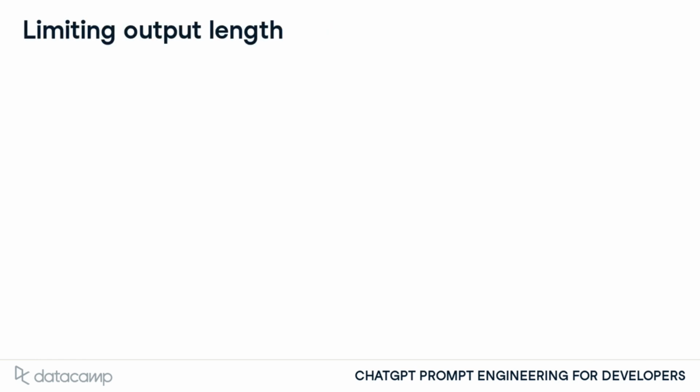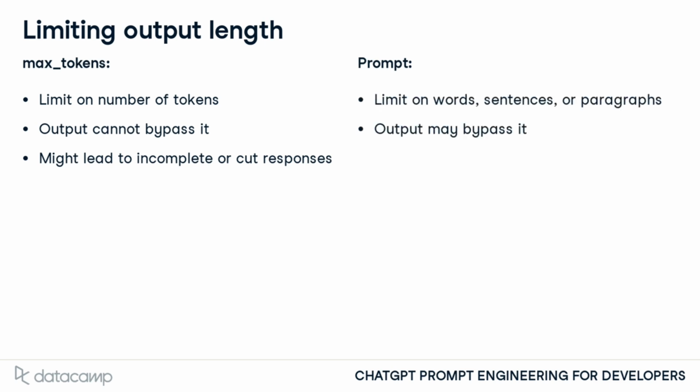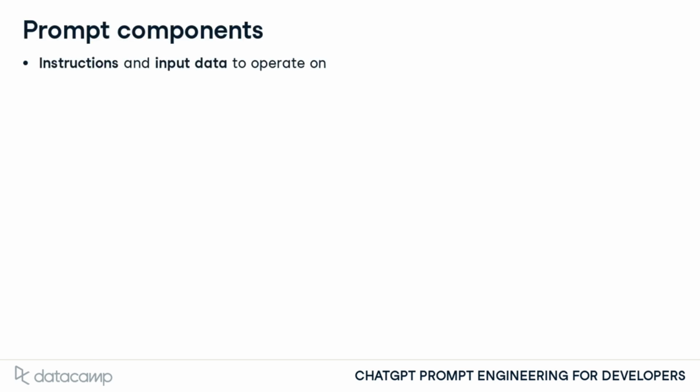Another key principle for writing effective prompts is to specify the structure of the result, giving indications on how many paragraphs, sentences, or words we aim to generate. To limit output length, we can use the max tokens parameter, which enforces a strict token limit but may result in incomplete responses. Specifying limits in the prompt, such as maximum words, sentences, or paragraphs, can be bypassed but ensures complete responses. A prompt might contain instructions and some input data to operate on.